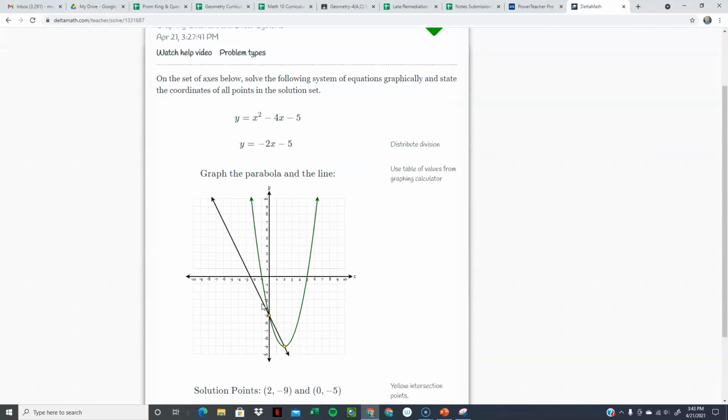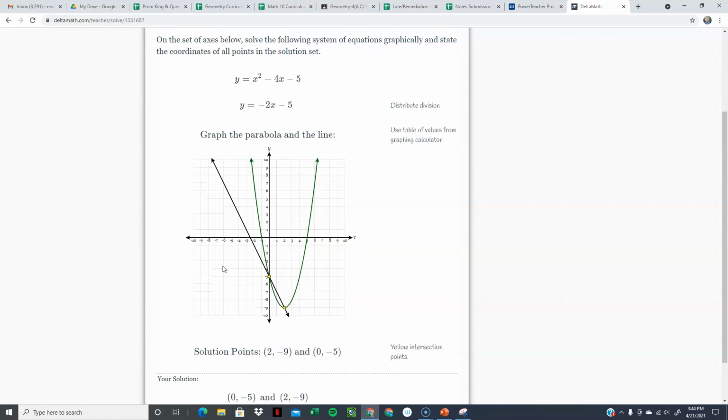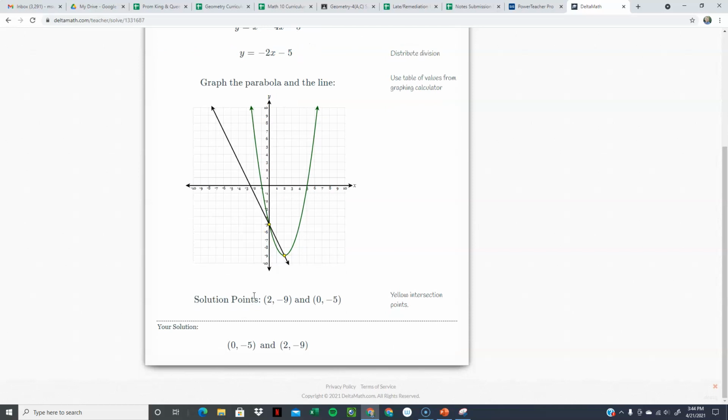So there you go. The key to graphing the parabola is finding the vertex using that vertex formula that you have learned about and plotting some points around that. And then the key to graphing the linear equation is making sure that it's in slope-intercept form, graphing the y-intercept, and then graphing the slope. Then you just want to find the 2 points of intersection, and those are your solutions.